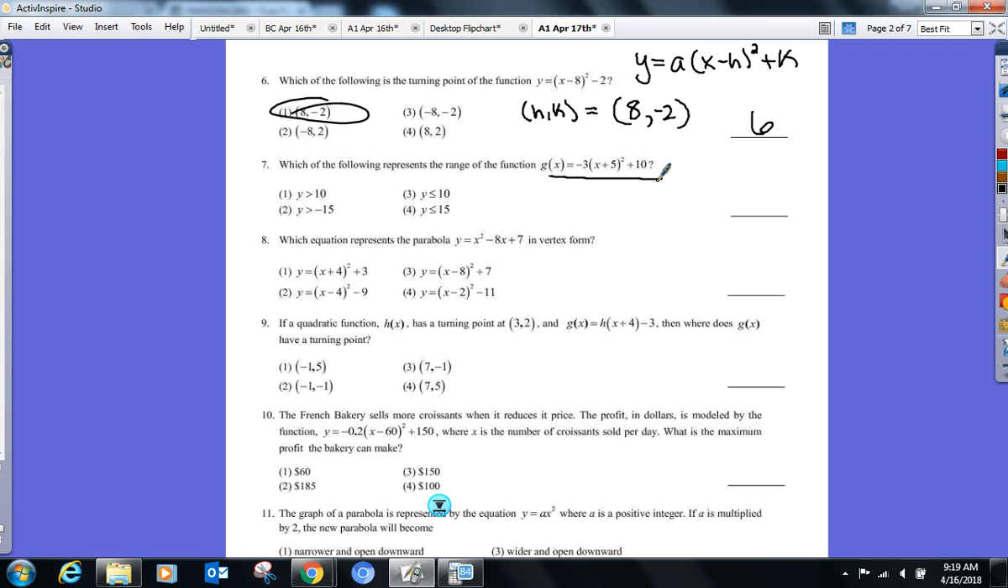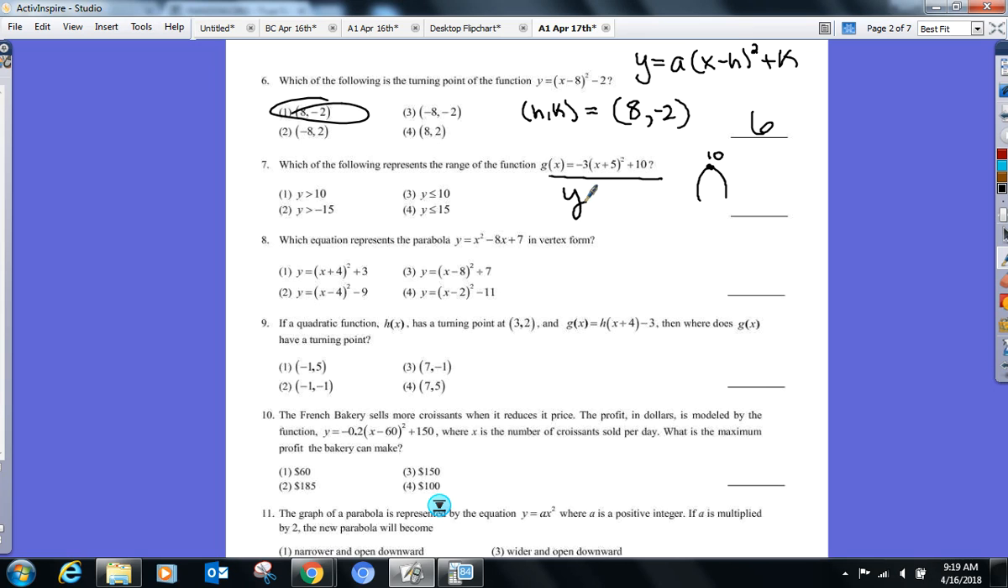The negative tells me it's being flipped over the x-axis. There we go, flipped. The 3 tells me, anybody remember what the 3 does? Yeah, stretched vertically, so it's getting narrower. The plus 5 in here moves it left 5, and up 10. What I'm really concerned about here is that I flipped it and I'm moving it up 10 units. So that'll be up 10, so I'll be at 10.